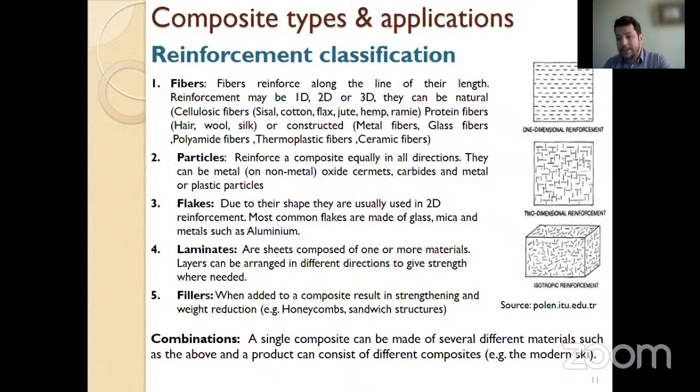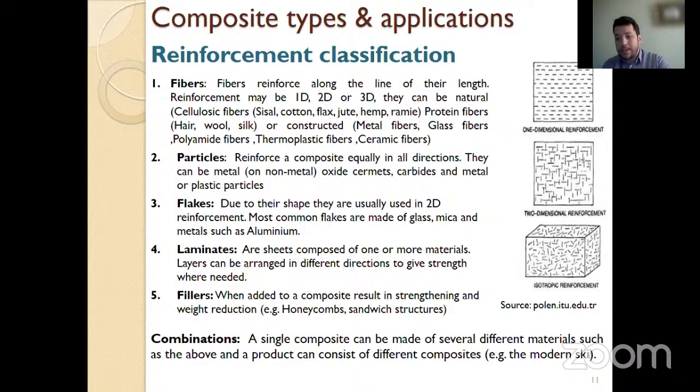So the first one is the fibers. Fibers reinforce along the line of their length. Reinforcements may be 1D, 2D, or 3D, and they can be natural cellulosic fibers. Examples: sisal, cotton, flax, jute, hemp, and ramie. And we have also protein fibers such as hair, wool, and silk, or there will be a constructed one, like metal fibers, glass fibers, polyamide fibers, thermoplastic fibers, or ceramic fibers.